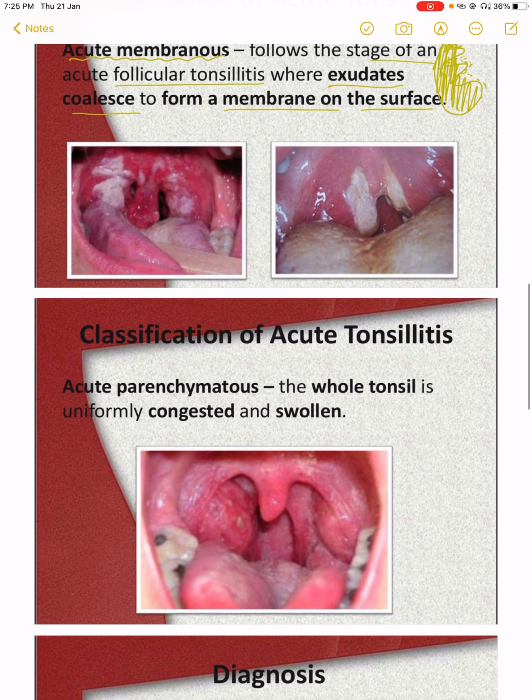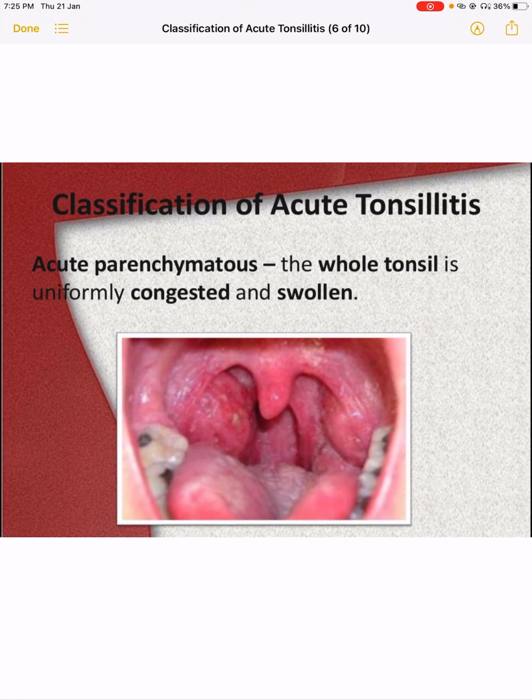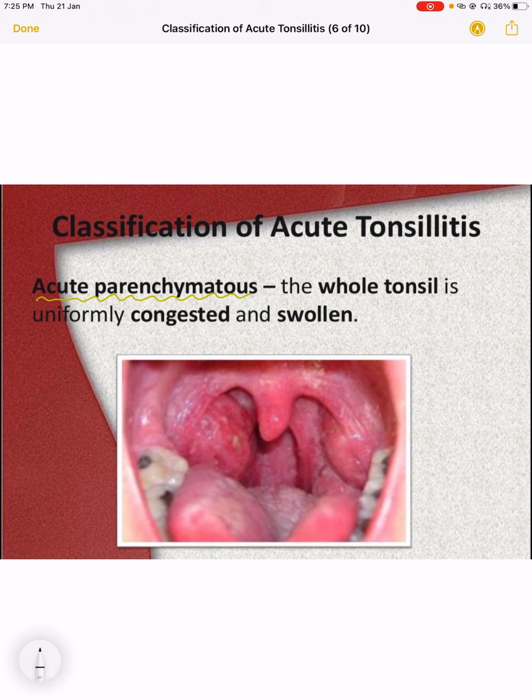Then we'll see the fourth stage of tonsillitis. This is known as acute parenchymatous tonsillitis. In this, the whole tonsil is uniformly congested and swollen, red, congested and swollen, in case of acute parenchymatous tonsillitis.